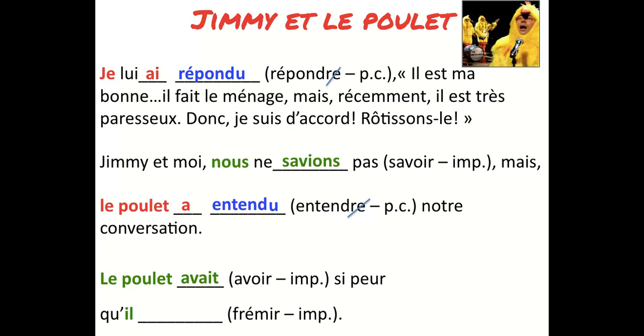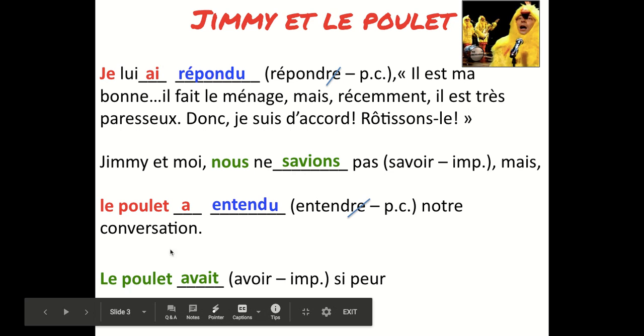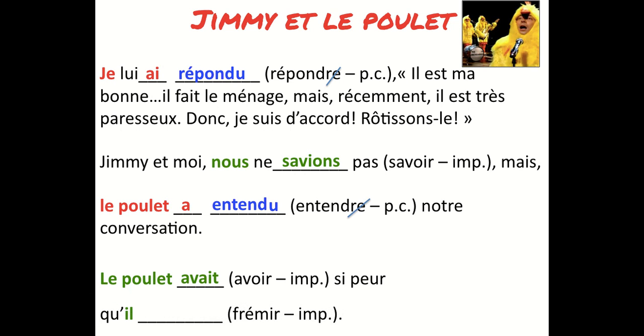Okay. Now, this one's a little tricky. I don't know if you remember, but with IR verbs in imparfait, to find the imparfait stem, we chop off the R and we have to add a double S. And then after that, we add our imparfait ending of AIT for il. So, réponse, il frémissait. Le poulet avait si peur qu'il frémissait.